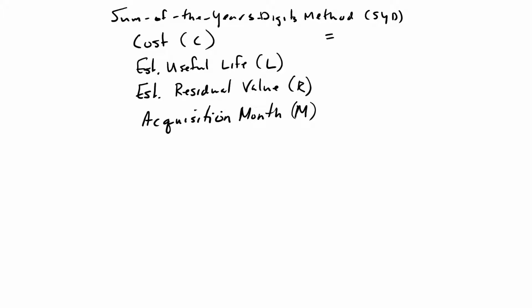So let's assume some amounts here. Let's assume we've got an asset that costs us $100,000. Let's assume it's going to last us 5 years. And let's assume that at the end of that 5-year period, we anticipate that we will be able to sell it for $10,000. Let's also assume that the asset was acquired, say, in the month of April. That would be month 4, of course, for a calendar year company. And we will follow the convention of taking a full month of depreciation in the month of acquisition, regardless of at what point during the month the asset was actually acquired.